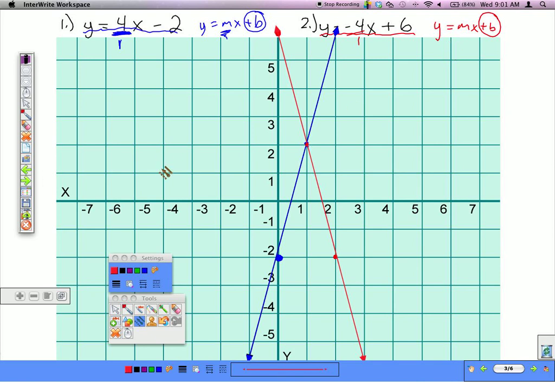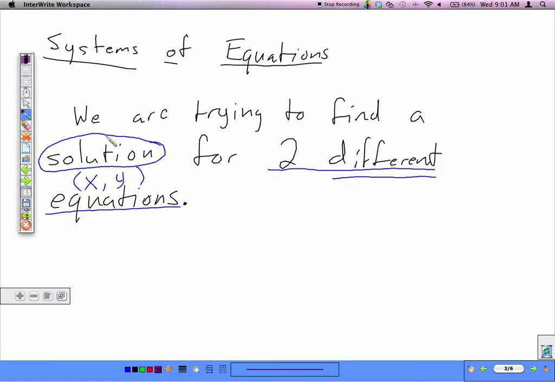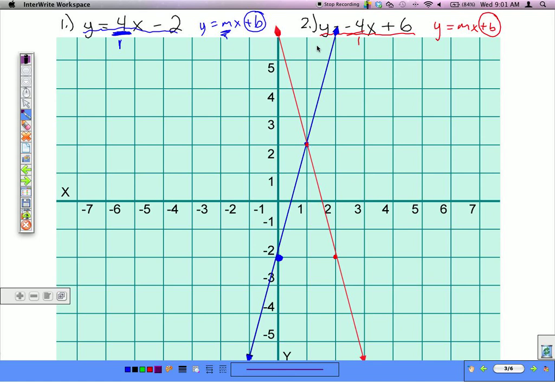And that's it. Now, I stated before on the previous page that our overall goal is to find one solution of two equations. Hopefully you can identify this using the eyes on the graph. We are trying to find a solution, one solution, an x value and a y value for two different equations. We had two different equations. We have one solution. What is this point right here?